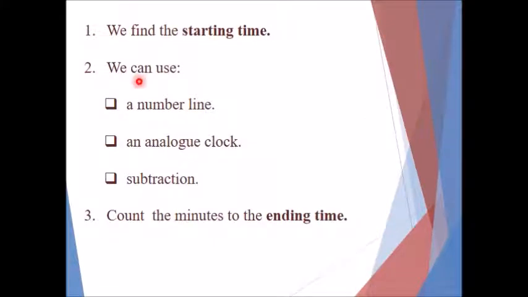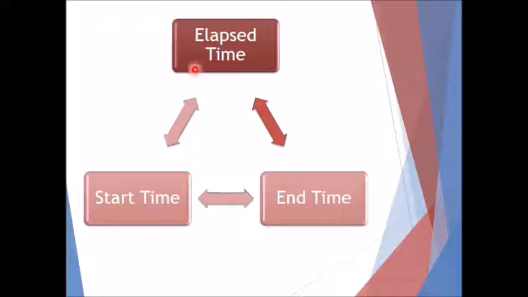What are the steps to measure elapsed time? We should find the starting time of the event. We can use a number line, an analog clock, or subtraction. Then we count the minutes to the ending time of the event. To find the elapsed time, you should find the start time and the end time of the event.